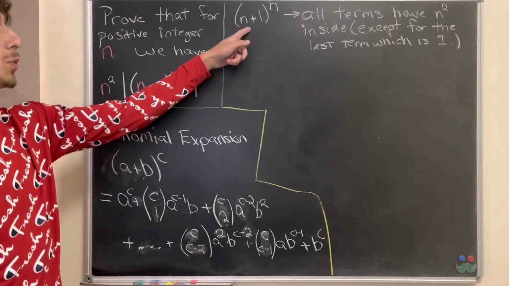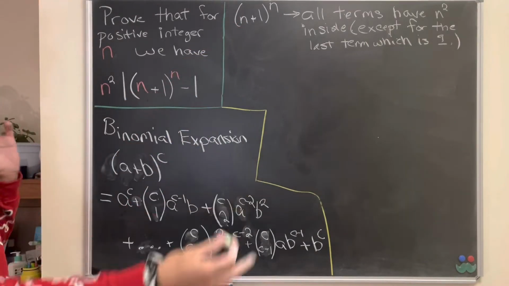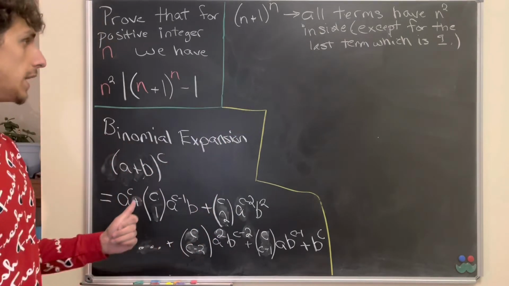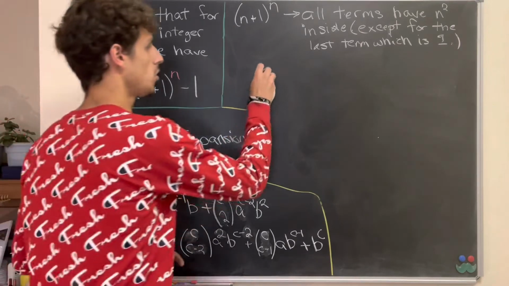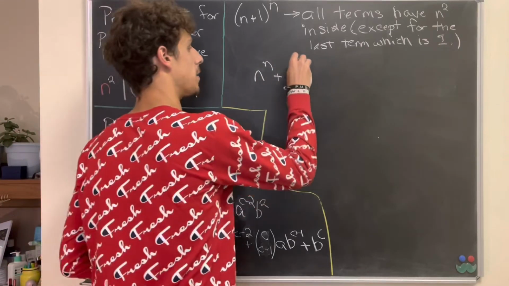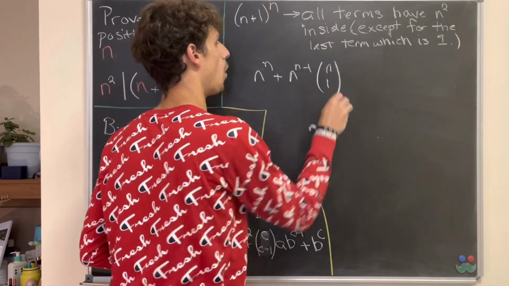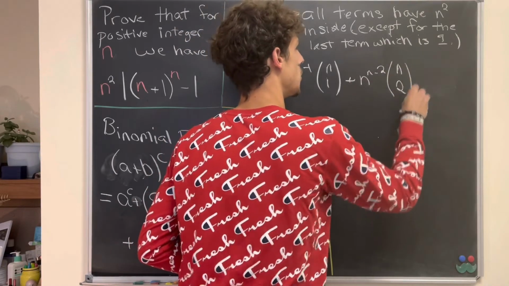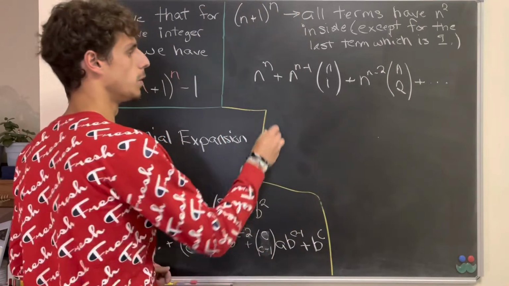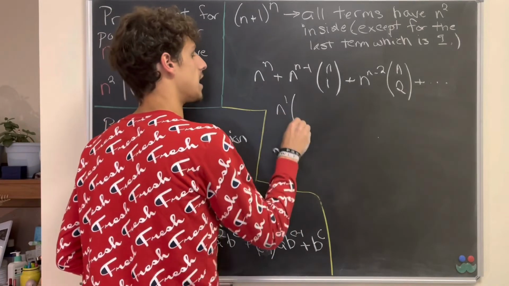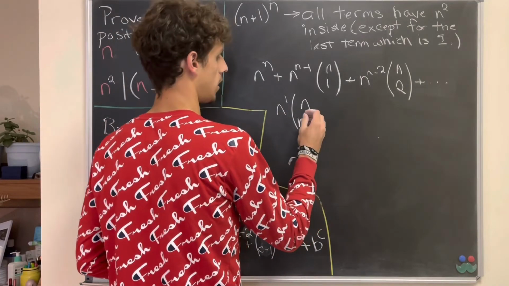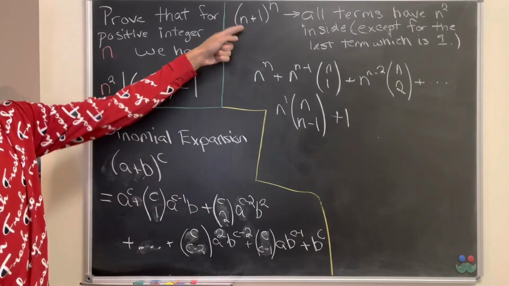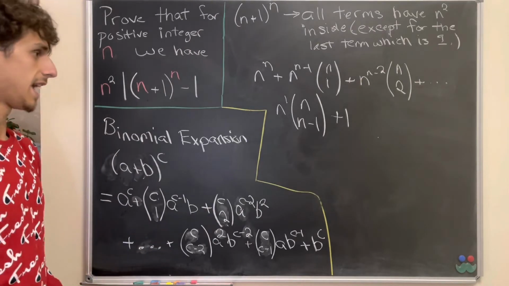So in the last board, we showed that this (n plus 1) to the n expands such that all terms have n squared inside of them, except for the last term, which is 1. So when we take that expansion, we'll say n to the n plus n to the n minus 1 times n choose 1 plus n to the n minus 2 times n choose 2 all the way down to n to the 1 times n choose n minus 1 plus 1. That's this binomial expansion of (n plus 1) to the n.